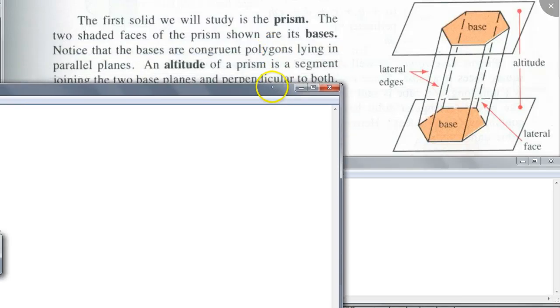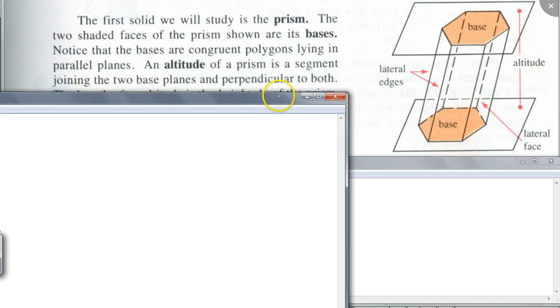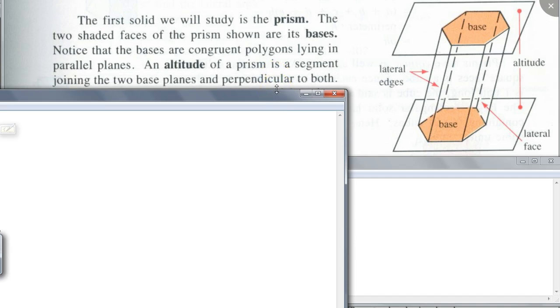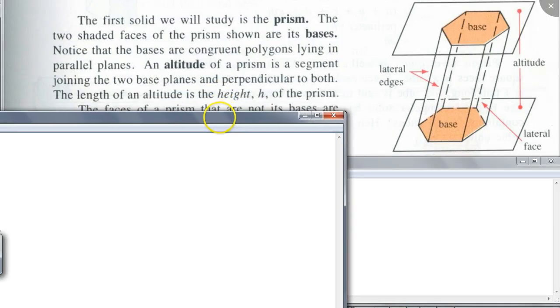Again, the altitude of a prism is nothing more than, just like before, a perpendicular segment that joins the two bases. It says an altitude of a prism is a segment joining the two base planes and perpendicular to both. So that's obvious. It's kind of similar to what we had.